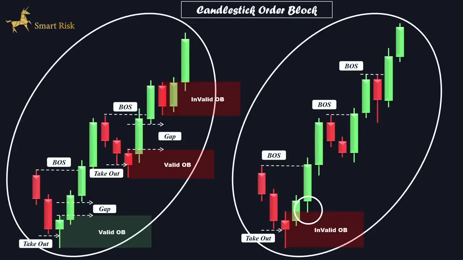When faced with scenarios like this, where the price has taken out the liquidity from the previous candle, but the order block is mitigated, or when the price fails to create inefficiency, we designate the subsequent candlestick as the valid order block. In this case, we identify this bullish candle as the valid order block instead of the previous selling candle. This decision is based on the fact that the price has generated a proper inefficiency or imbalance immediately following the bullish candle.